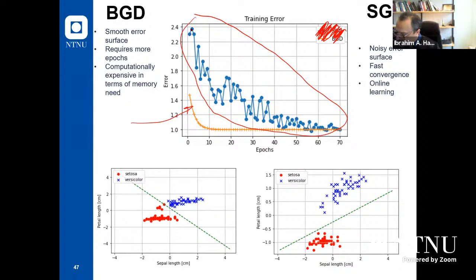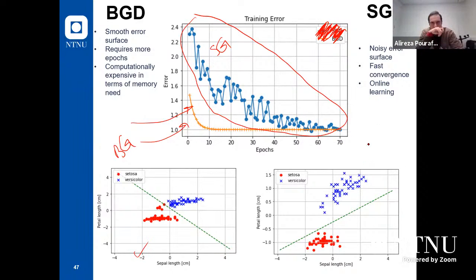If you see this error curve and this error curve, can you select which one is batch gradient and which one is stochastic gradient? The yellow one is batch gradient because it's not noisy, it's smooth. But this noisy one is stochastic gradient, right? And this is the performance of the model. We trained two models here. Maybe this one belongs to stochastic gradient and this one belongs to batch gradient.